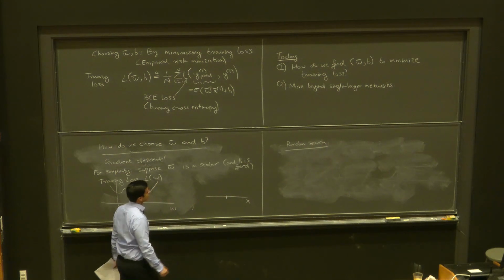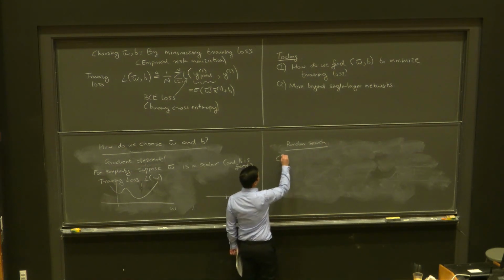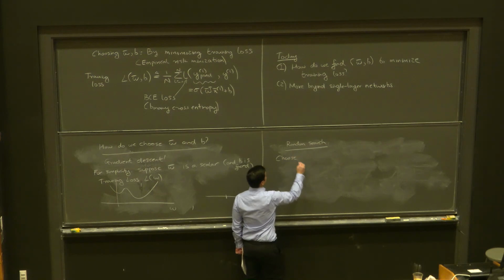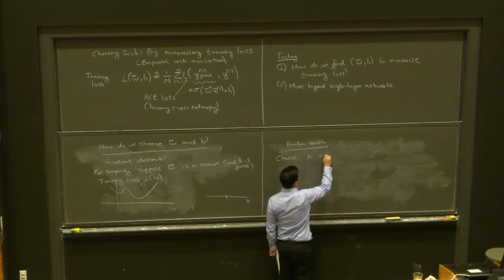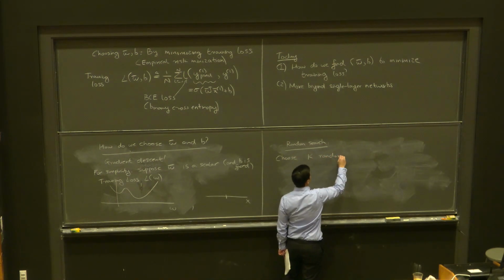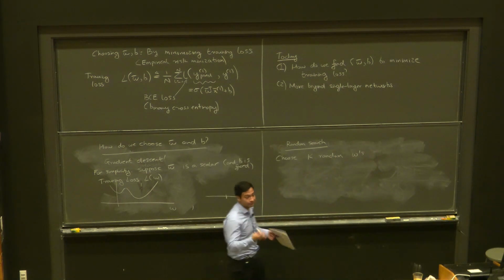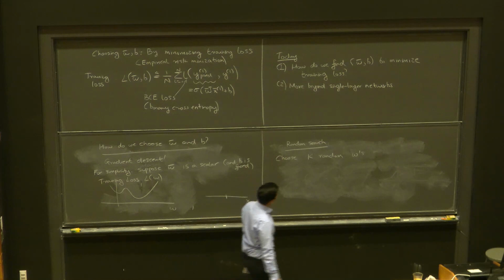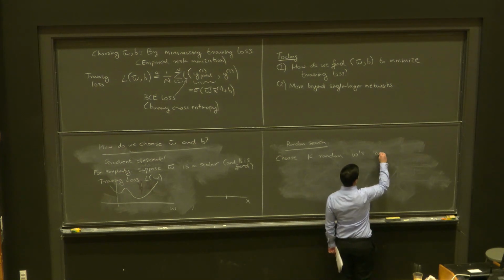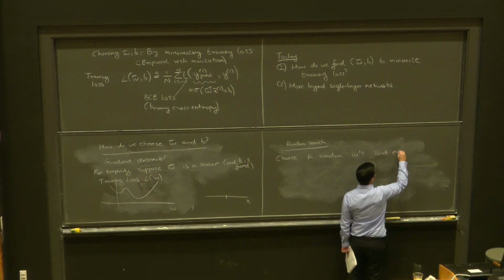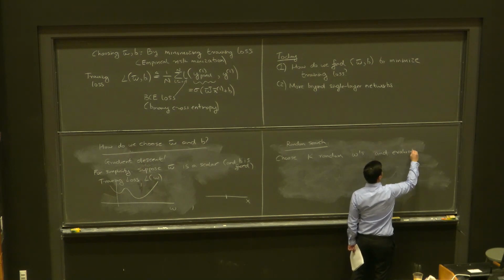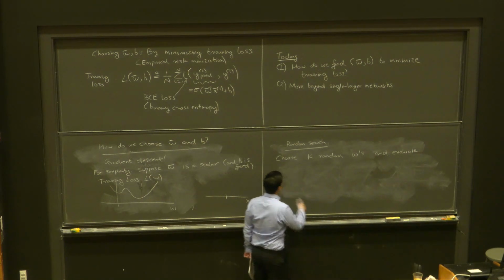The idea here is very simple. Just choose, let's say, k random W's, random according to some distribution that you pick. And just evaluate the training loss.